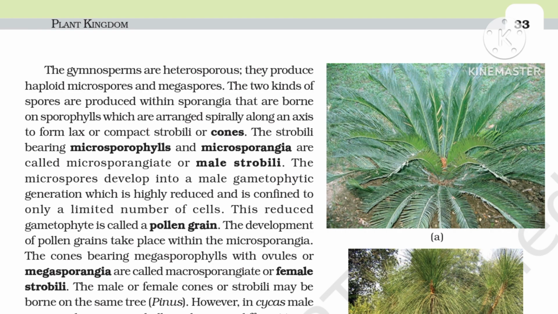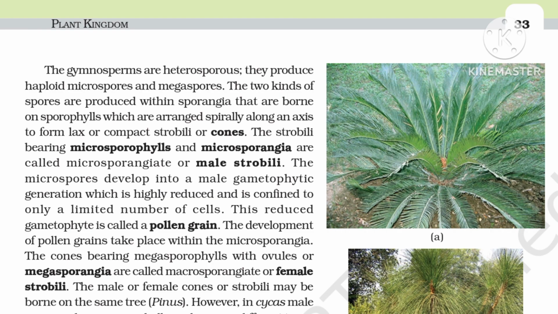The two kinds of spores are produced within sporangia that are borne on sporophylls, which are arranged spirally along an axis to form lax or compact strobili or cones. The strobili bearing microsporophylls and microsporangia are called microsporangiate or male strobili. The microspore develops into a male gametophytic generation which is highly reduced and is confined to only a limited number of cells. This reduced gametophyte is called a pollen grain. The development of pollen grain takes place within the microsporangia.